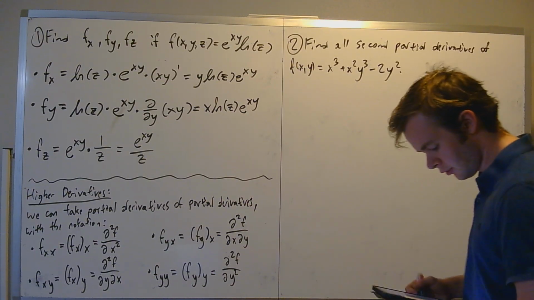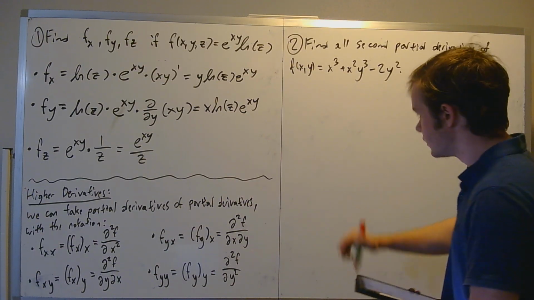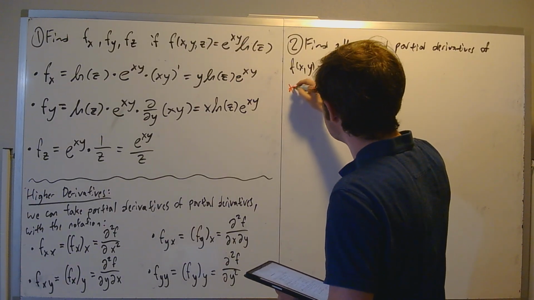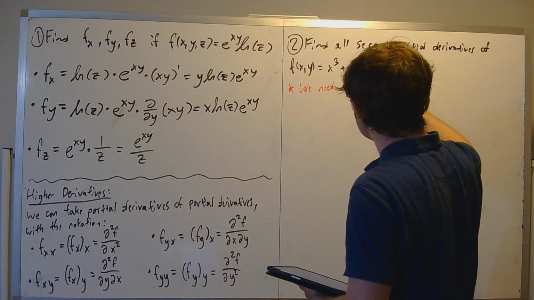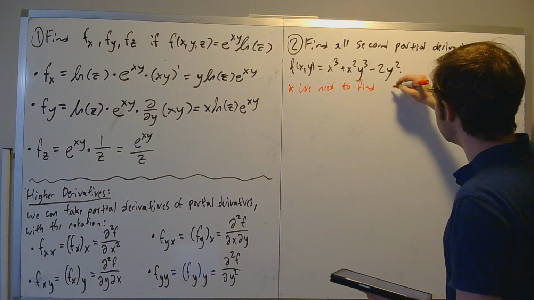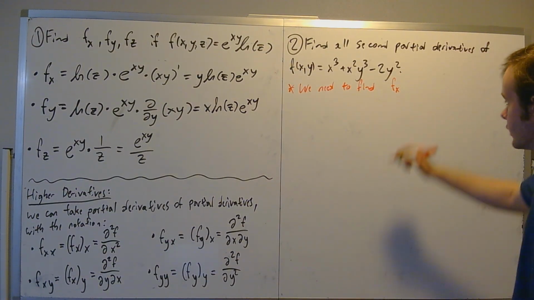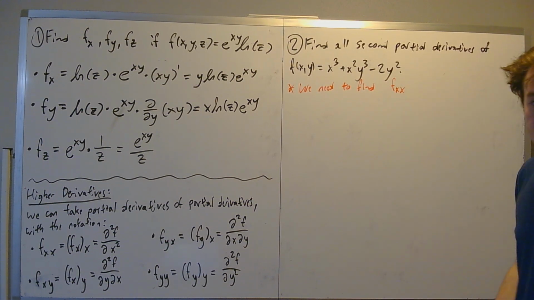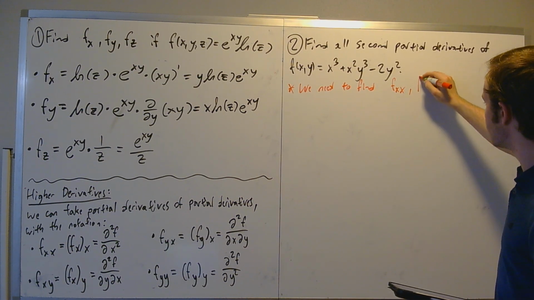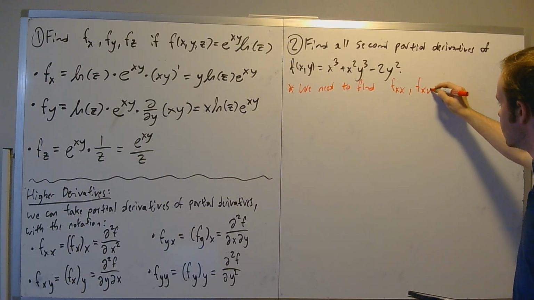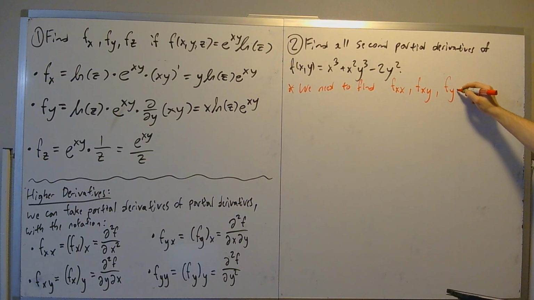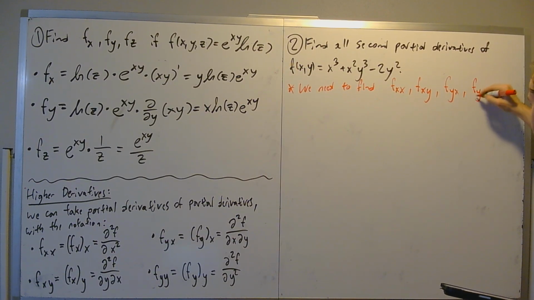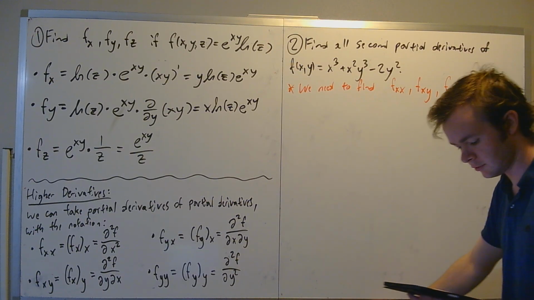So let's just list out what our options are. So we need to find, let's say we first take the partial with respect to x. Well, one option is then we take the partial with respect to x. Another option is first take the partial with respect to x, then with respect to y. Another option is first take the partial derivative with respect to y, then x. And our last option is partial with respect to y, and then y again. Right, so we've got to calculate all of these things.